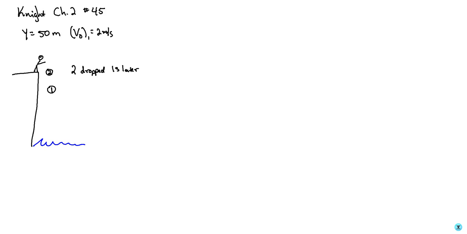So here we've got problem number 45 from chapter number 2 in our textbook. And it reads, a rock climber stands on top of a 50-meter high cliff overhanging a pool of water. He throws two stones vertically downward 1 second apart, observes that they cause a single splash. The initial speed of the first stone is 2 meters per second.